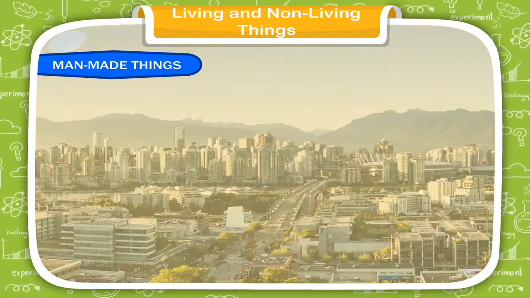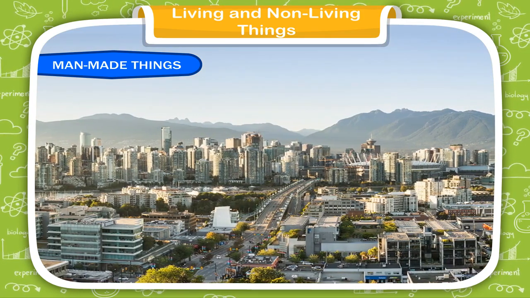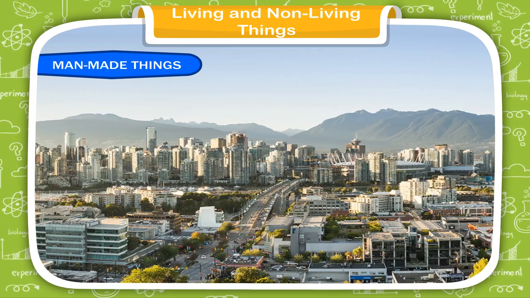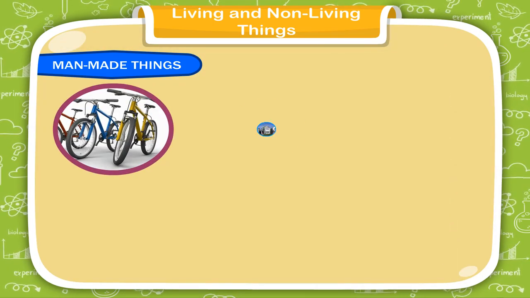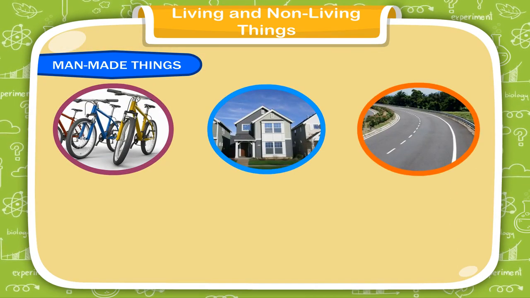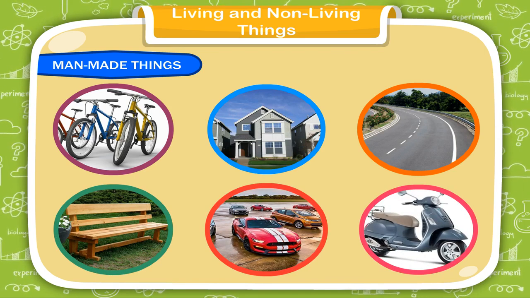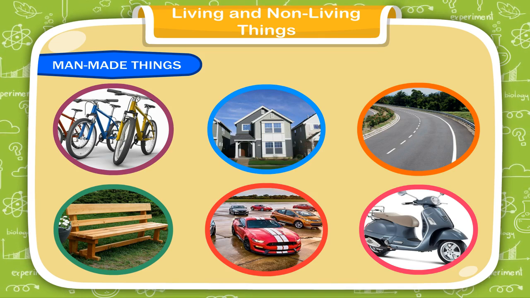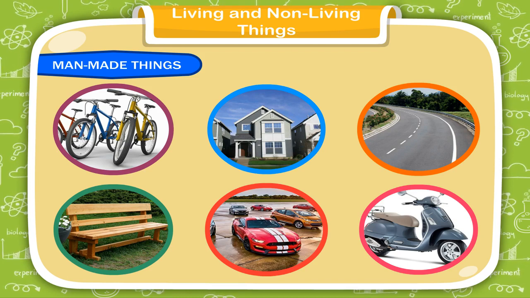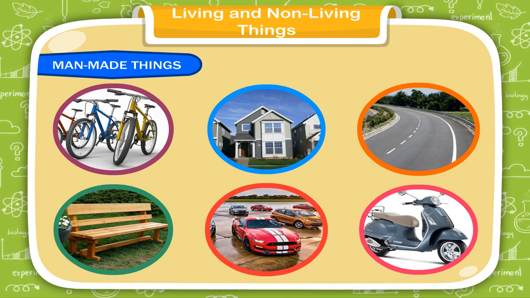Man-made things. Things which are made by humans are called man-made things. Bicycles, houses, roads, benches, cars, scooters, etc. are the examples of man-made things. Thus, natural things and man-made things are the two types of things found in our world.